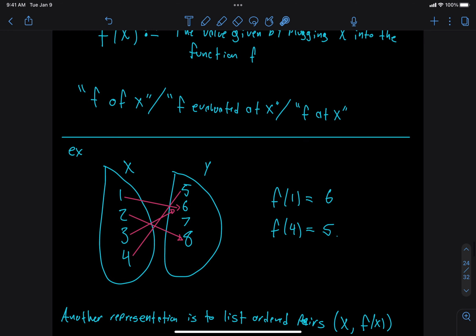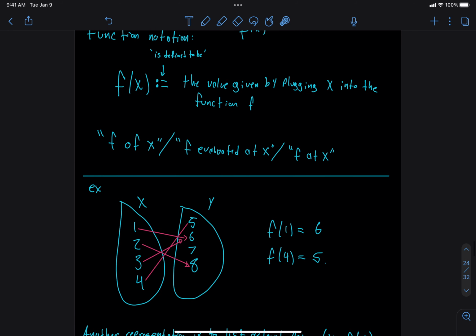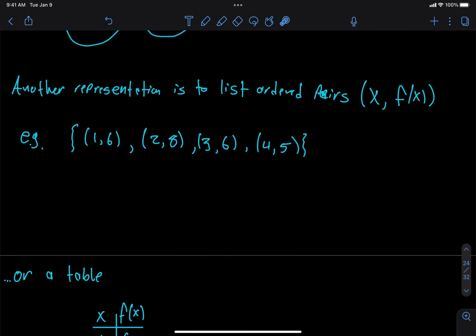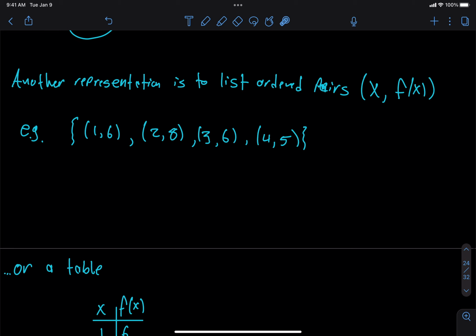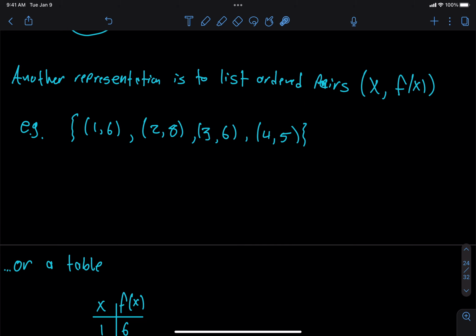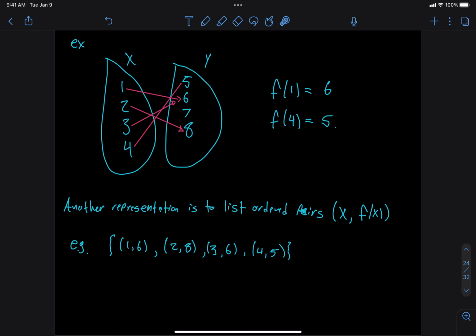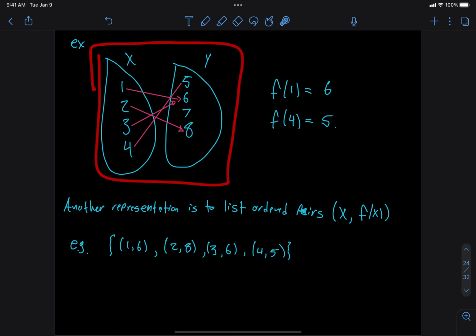All right. Any questions on function notation so far? Okay, then let's make it a little more complicated. So this is another representation, by the way. How I actually wrote this down is subjective, you can do it in many different ways.